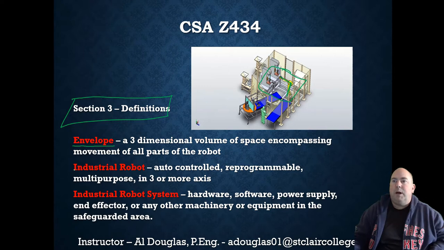An industrial robot, by definition, is something that is automatically controlled, reprogrammable, multi-purpose, and has at least 3 or more axes. Okay, so 3-axis, auto-controlled, reprogrammable, multi-purpose, that defines an industrial robot. Industrial robot system is basically including all of the hardware, software, power supply, end effector, any other machinery or equipment in the safeguarded area. Okay, so that's all the associated equipment with the robot.